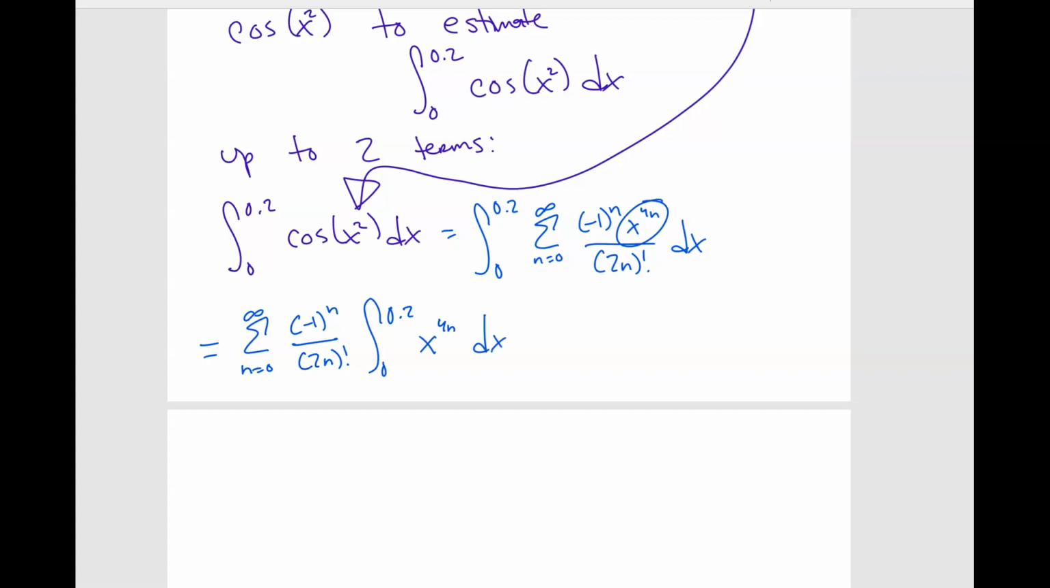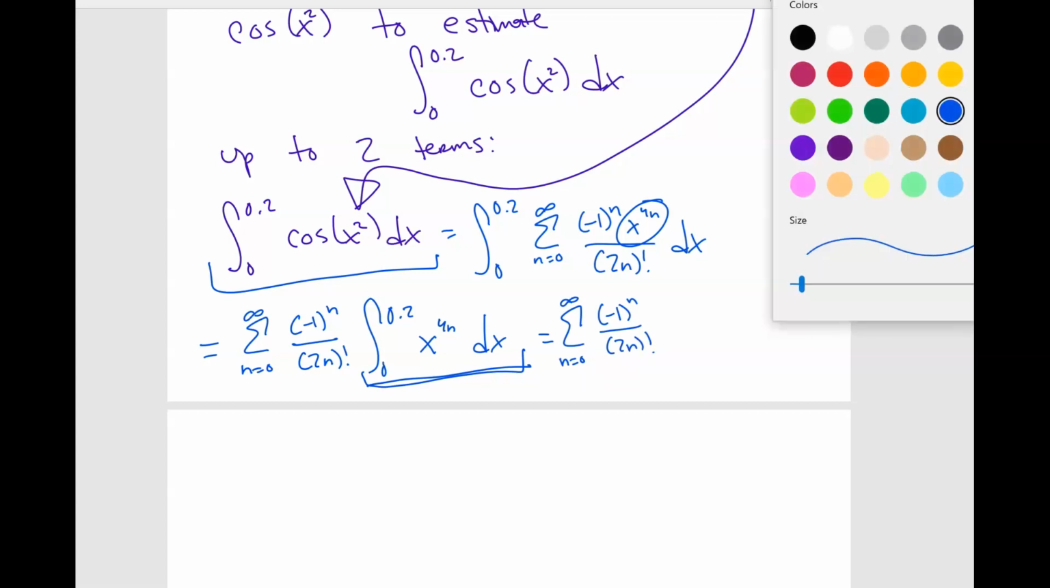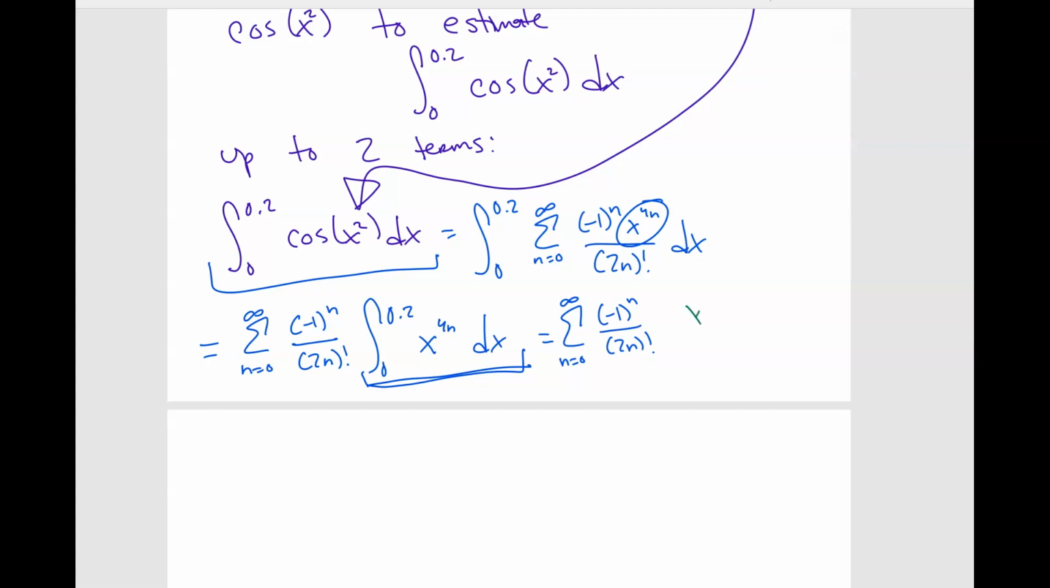And now what you want to do is take the antiderivative of this. This is really hard to take the antiderivative of, but we can do the antiderivative of this. So we first start off with the summation from n goes from 0 to infinity of negative 1 to the n over 2n factorial. And now this guy, I know the antiderivative of that. All we got to do is add 1: x to the 4n plus 1 over 4n plus 1, evaluated from 0 to 0.2.